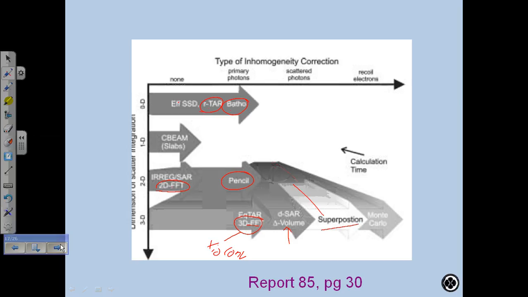Superposition is this. So 3D FFT is this. So that's the calculation time for 3D FFT. Once you get over here, it starts getting a little slower. Superposition does take a little longer. And then Monte Carlo is the one that takes the longest, but it's the most accurate. And this is the only one that considers recall electrons. That's why it's so accurate.